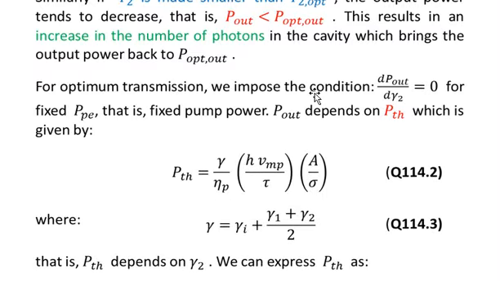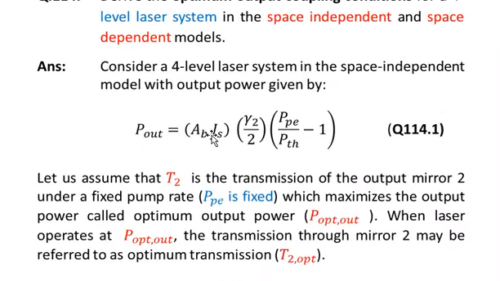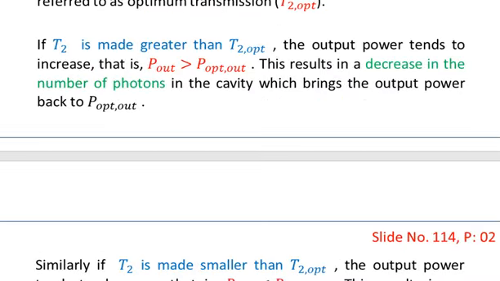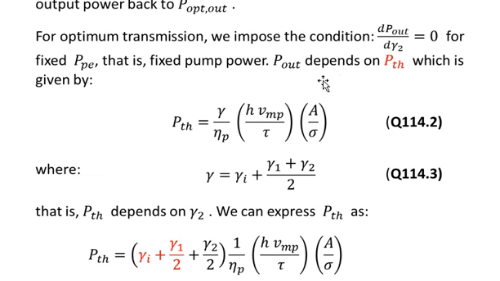For optimum transmission, we impose the condition that the rate of change of output power with the coupling losses from the mirror 2, which is gamma 2, that is dP out over d gamma 2, is equal to 0. For fixed P_PE, that is the fixed pump power, P out depends on P threshold. Here you can see that in equation number 1, P output depends upon the value of the P threshold, that is the threshold pump power, and the threshold pump power is given by equation number 2. For this one you can consult some of the previous slides.